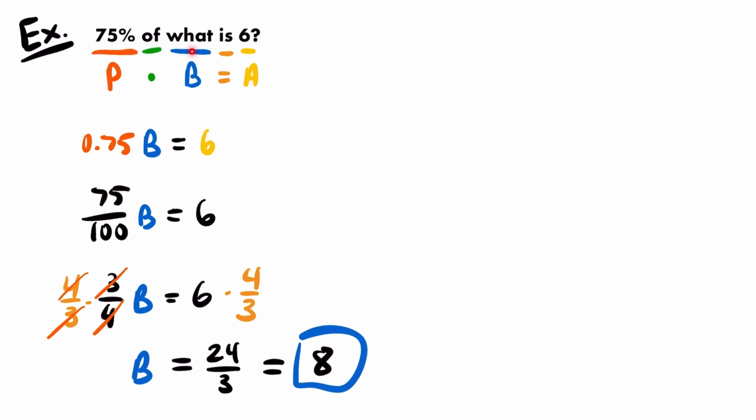75% of 8 is 6. That is what we have found here. Or another way that you could phrase that is that 6 is 75% of 8. Okay, 6 was the part of the base that we did not know. Specifically, it was 75% of it, so we know that 6 is 75% of that base 8.